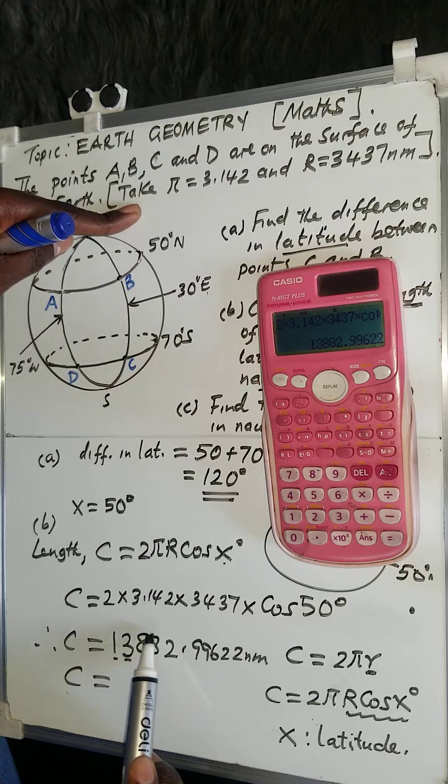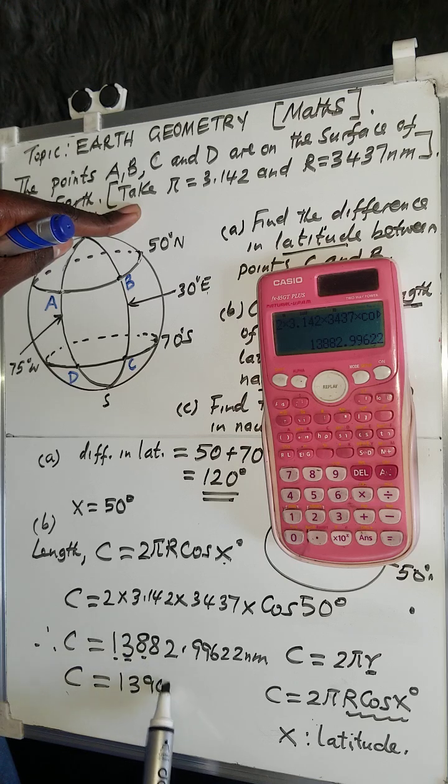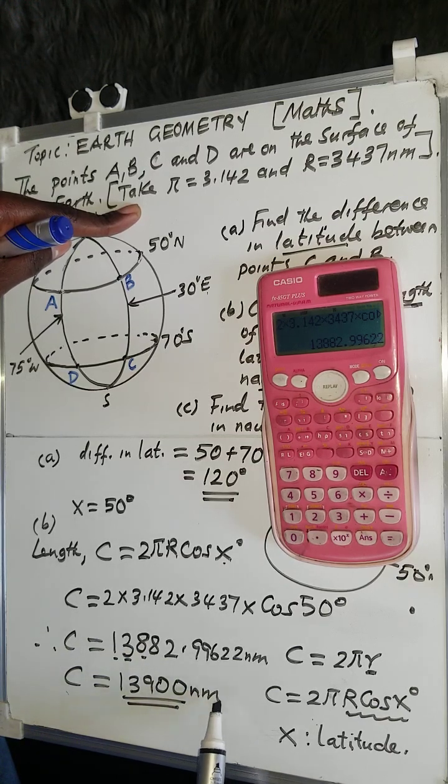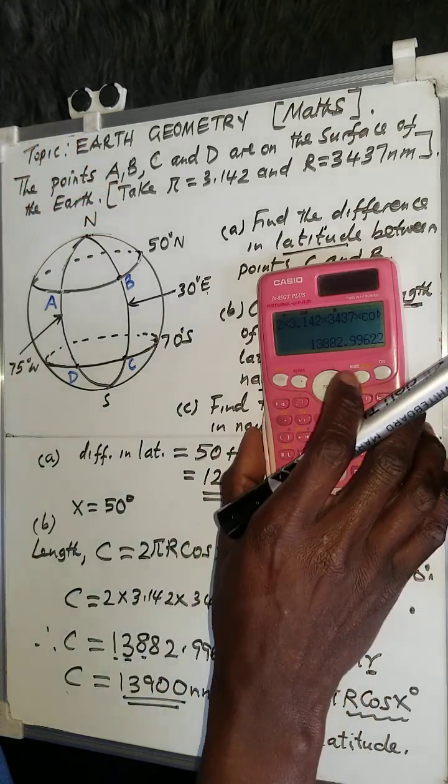It's 8, so you can put the 1 there, so it will be 139. But remember, before the decimal point I told you to maintain the place values by replacing those digits with 0. So that will be 13,900 in nautical miles. So that is the length that you can have.